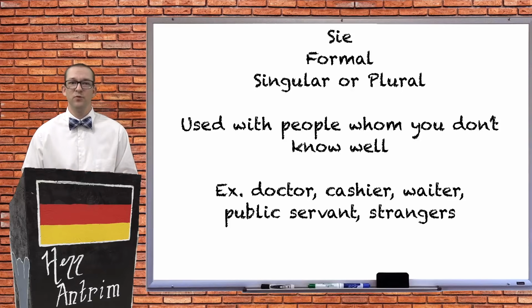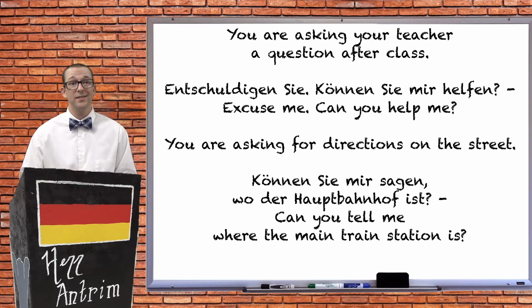Here are a few examples of when you would use Sie. You're asking your teacher a question after class. Entschuldigen Sie, können Sie mir helfen? You're asking for directions on the street. Können Sie mir sagen, wo der Hauptbahnhof ist?